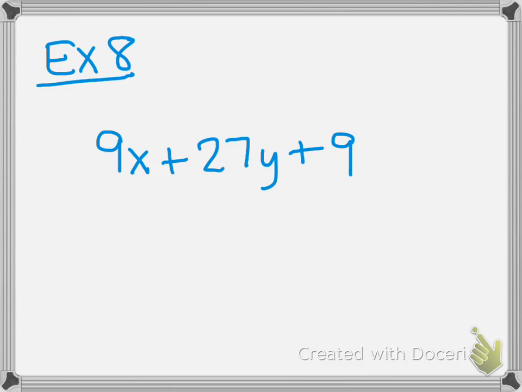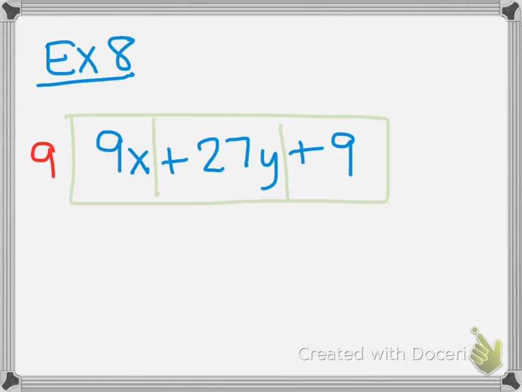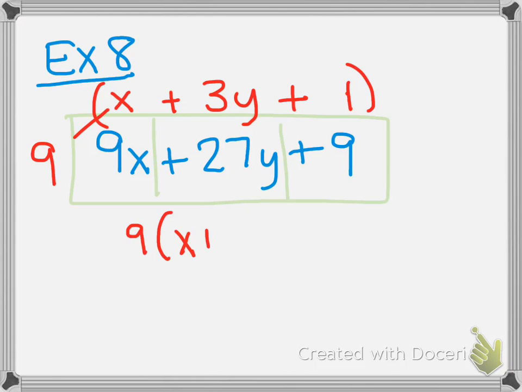Okay, example 8, the last example. Remember that this is for numbers 13 to 34 on page 27. On example 8, you're going to put it in a box. This is a multiplication box. Find a number that goes into 9, 27, and 9. The largest number that goes into 9, 27, and 9 is 9. 9 times what number gives me 9x? 9 times x gives me 9x. 9 times what number would give me 27y? That would be 3y. 9 times what number gives me 9? That would be 1. This goes in parentheses. So the answer is 9 parentheses x plus 3y plus 1. So that's factoring.